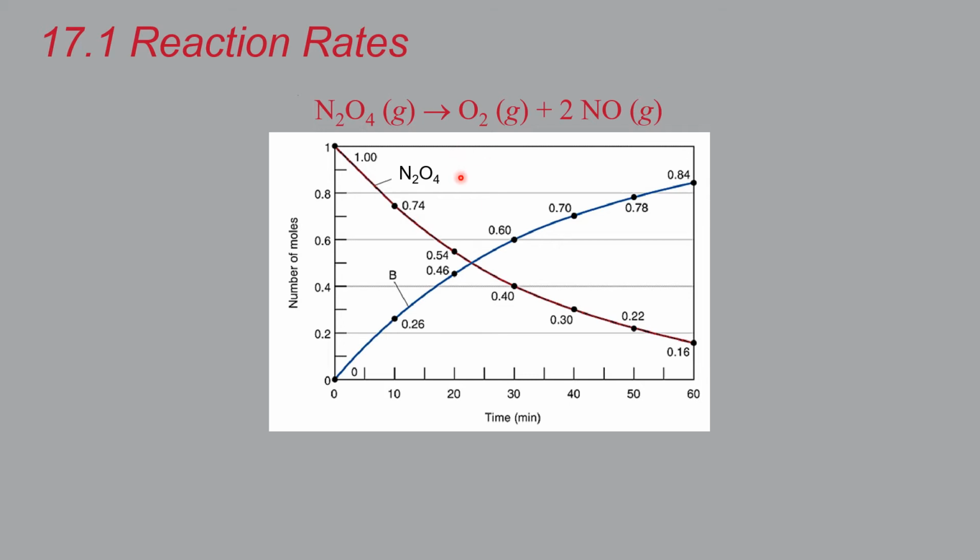So the question is, which one is B? Now you've got two choices. Now B is clearly a product because it's starting at 0 and the amount, and by extension the concentration, is going up as time progresses. And so which one is it? Well, math will usually tell you.